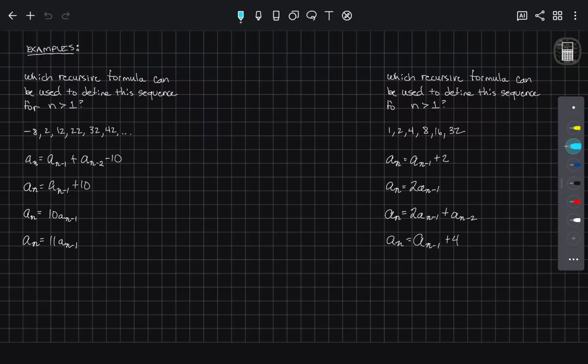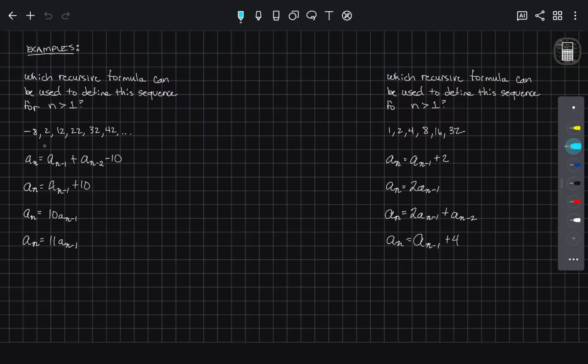So which recursive formula can be used to define the sequence for n greater than 1? We have to have n being greater than 1, which is why you're usually given the first term. If you're given the first term, then you're able to find the second term, because we know with recursive sequences, you have to have a term to find the next term. That's part of the recursive. The next one is dependent upon what the previous one was.